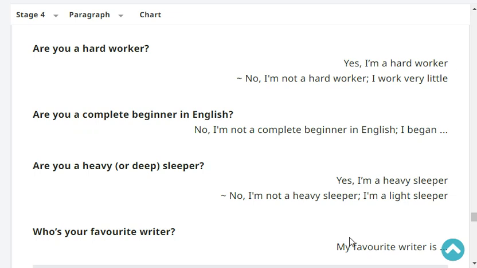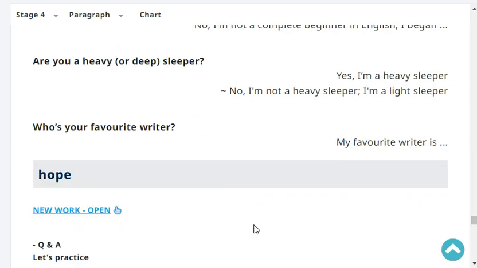Very good. Are you a heavy sleeper? Yes or no? No, I'm not a heavy sleeper. I'm a light sleeper. Really? You wake up very quickly? No, I'm a heavy sleeper. I wish I could sleep more. Yeah, on certain days we're heavy, on certain days we're light.